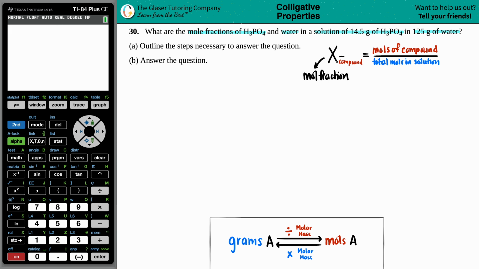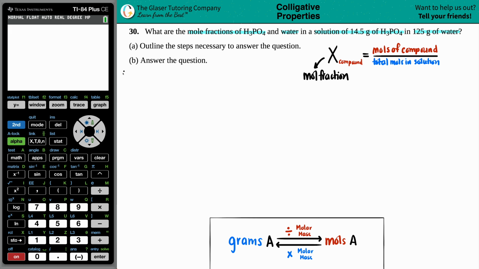Now if you want to find a mole fraction, it's always of a single compound or molecule. And whatever molecule or compound you want to find, you always take that part of moles and divide it by the total moles. So in this case, we need to find out the mole fractions for both H3PO4 and water. So, moles, moles, moles. The first thing is, they gave us grams and grams. I can't do anything unless I convert both of these numbers into moles.